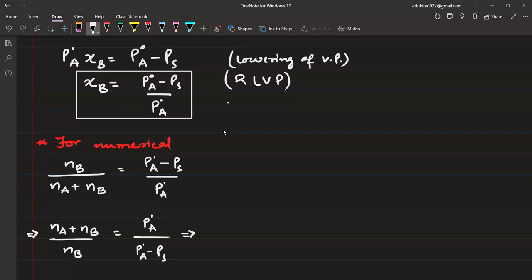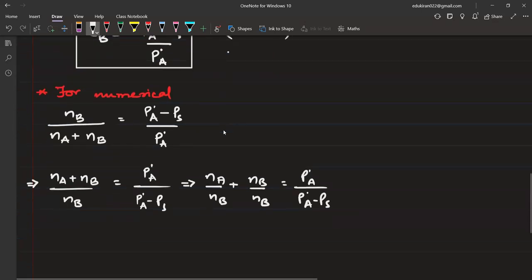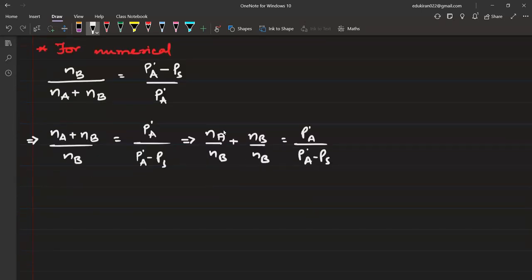Now further I can write NA divided by NB plus NB upon NB, which will be equal to P naught A divided by P naught A minus PS. Now from here, you can see NB and NB cancel, and this will give you one. Now further, I can write number of moles of A divided by number of moles of B will be equal to, I will take this one to that side, it will become minus one, P naught A divided by P naught A minus PS minus one.